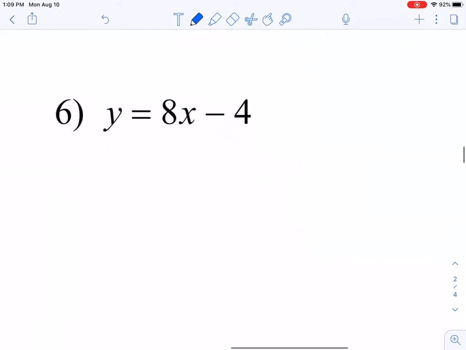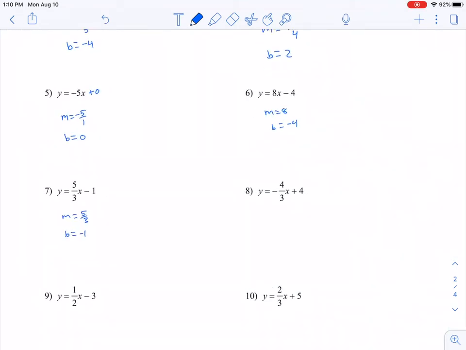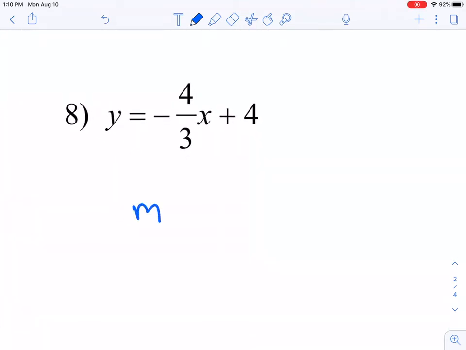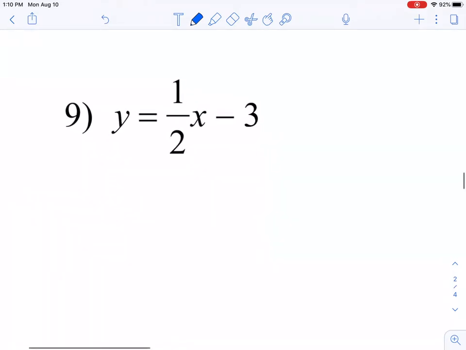It's a little bit different than if we just had an x there. So if, let's see here, m equals 8, b equals -4. Hopefully, you're starting to feel really comfortable. Every time I zoom in here, you go, oh, I see it right there. m equals 5/3, b equals -1. m equals -4/3, b equals 4. See how quick we can identify this information? And that's really the hardest part.